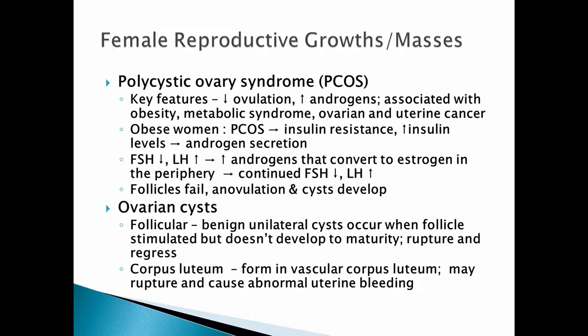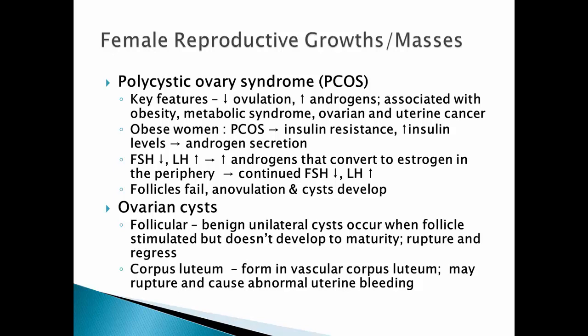A second reproductive growth in the female related to the ovary are ovarian cysts themselves. Don't confuse PCOS with the ovarian cysts we're going to talk about here. So this is a second pathology. Now, the majority of ovarian cysts are benign growths, but we can't ignore them because the vast majority of ovarian cysts are fluid-filled if they are follicular. However, if they are more solid, they are more likely to become malignant. So that's why we can't ignore them completely.